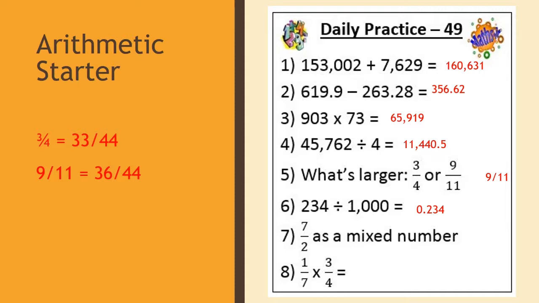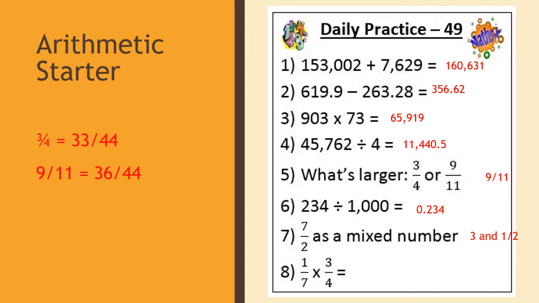And 7 halves as a mixed number is 3 and 1/2. So we know that we need 2 halves to make a whole. So we've got 2 halves make a whole, then we've got another 2 halves makes 2 wholes, then we've got another 2 halves which makes 3 wholes, and then we've got 1/2 left over. So we have 3.5. And for number 8, 1/7 multiplied by 3/4, 1 times 3 is 3, 7 times 4 is 28.